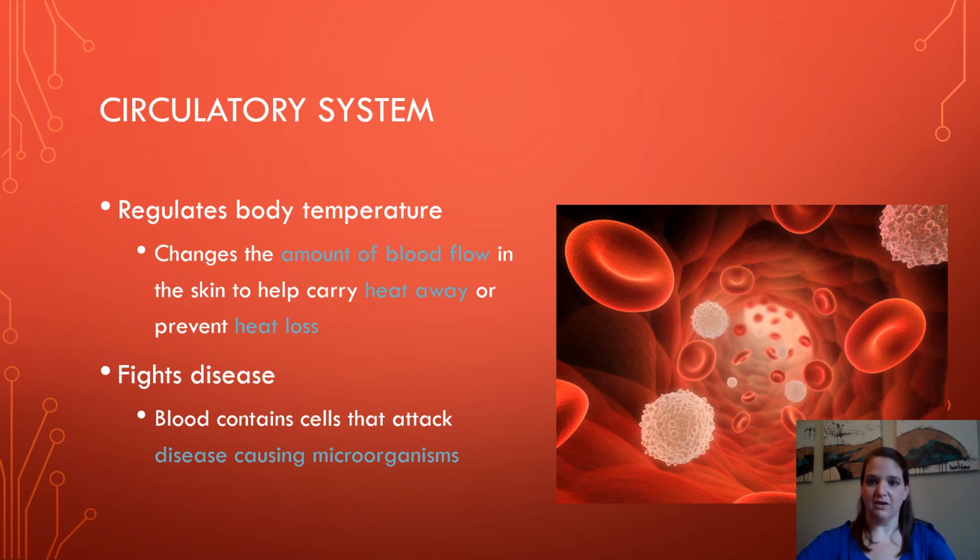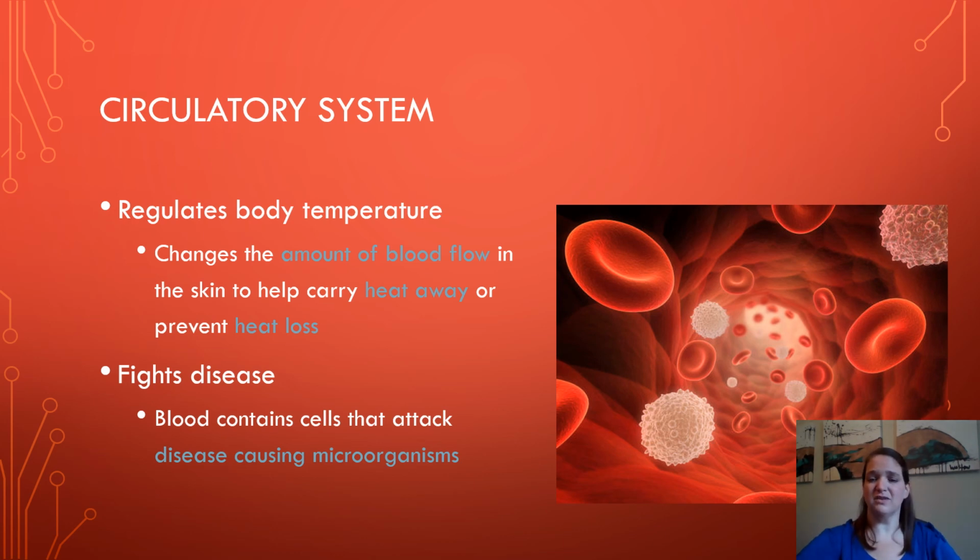And of course, I already mentioned this, but our white blood cells are also found in our blood, obviously, and they are there to fight off microorganisms. Disease-causing microorganisms are, of course, attacked by our white blood cells. So the circulatory system is very, very important. You can kind of see how it's working with multiple systems in our body.